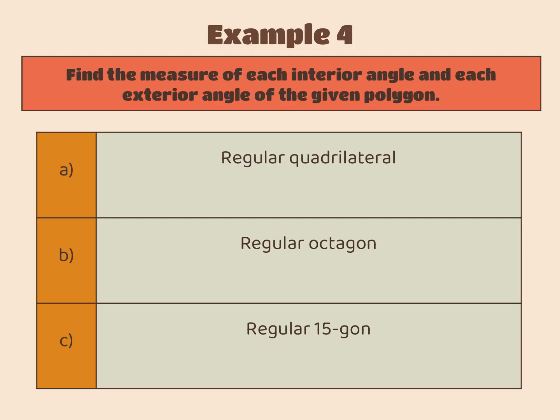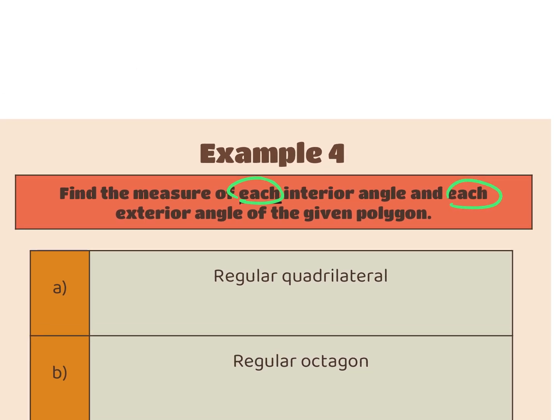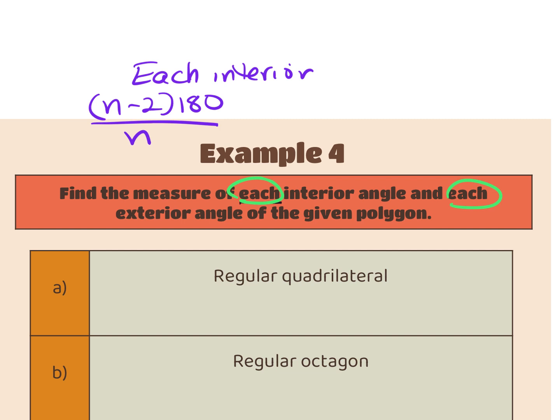Okay, next slide. Now they want us to find each interior angle and each exterior angle. So for each interior, remember this formula is n minus 2 times 180 and then divided by n. That gives us each interior. For each exterior, remember the sum is 360. So for that, you just take 360 and divide it by the number of sides. So you divide it by n. So let's go ahead and do each one.